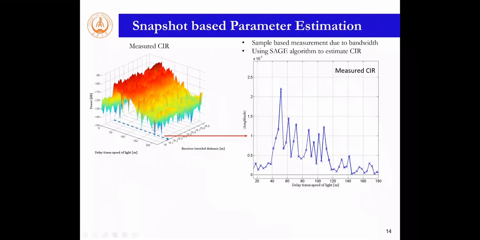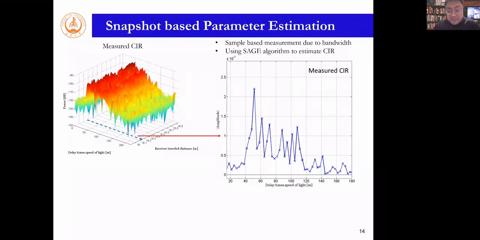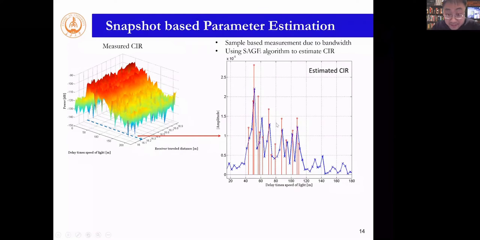And if we make a slice of this 3D version, we have a 2D version, right? The x-axis corresponds to the delay, and the y-axis is the amplitude. Because we use RF devices, every device is subject to a limited bandwidth. According to the bandwidth, we can determine this delay resolution, as you can see by the cross dots in the figure, and we want to extract the individual path parameters using SAGE. And now you can see some red stems or red lines indicating the extracted parameters. These are the result out of SAGE.